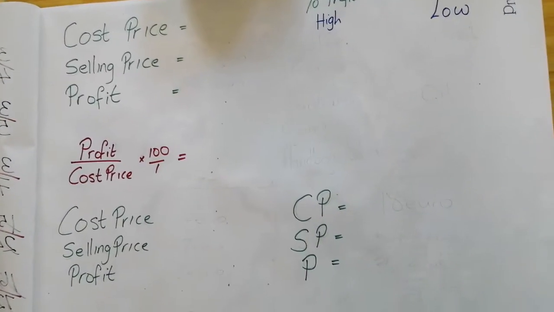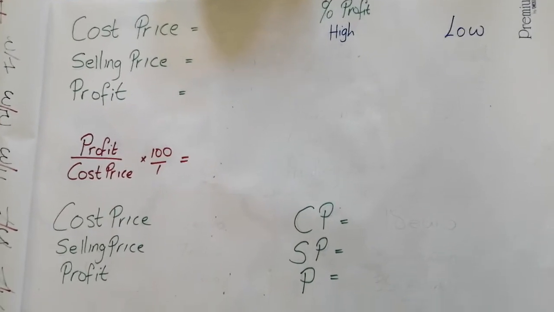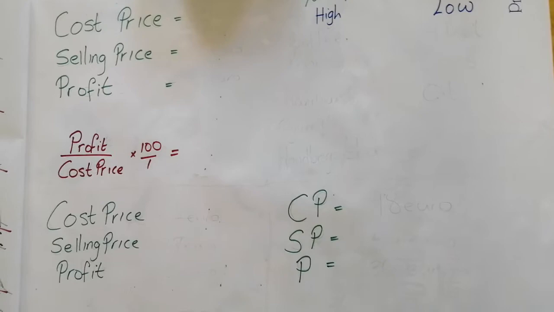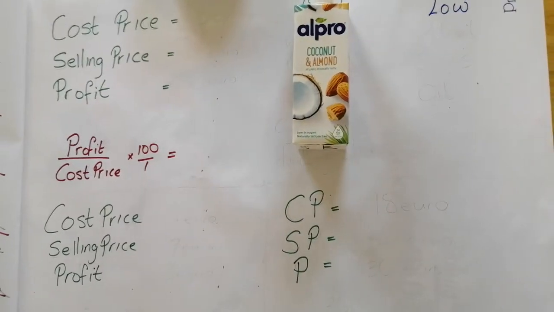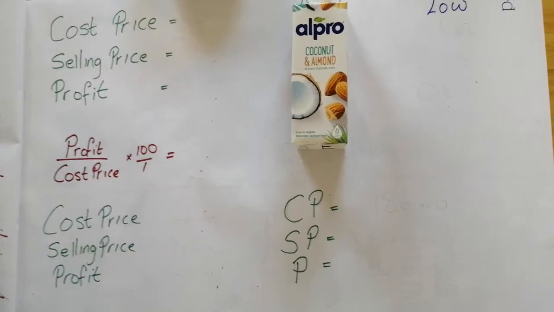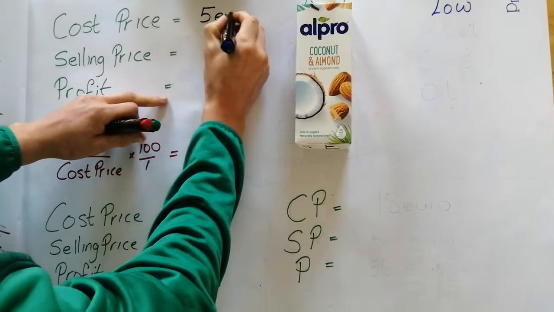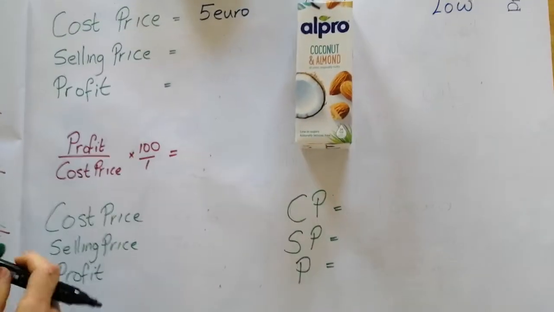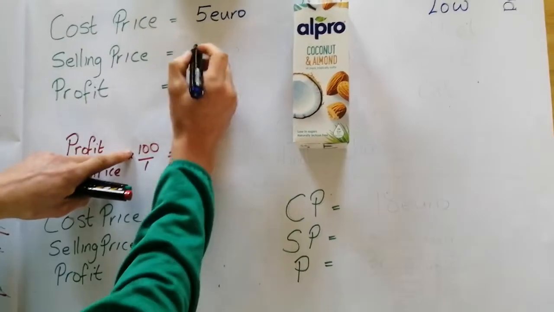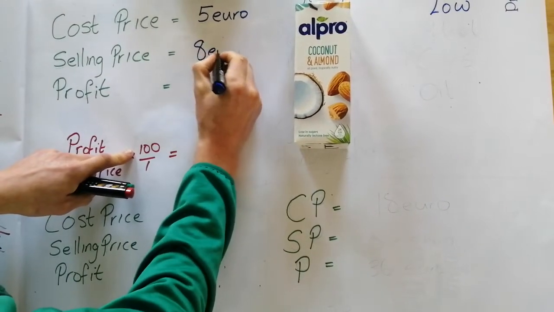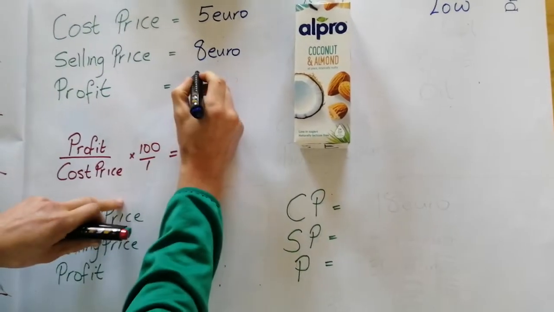So cost price is pretty much buying things. When you buy something in a shop, they of course have to buy it as well, and they have to make money off it. So for example, if the shop buys this almond milk for €5, but of course they have to make money to pay the workers and make profit and all that, so they sell it for €8, and of course they make a profit of €3.